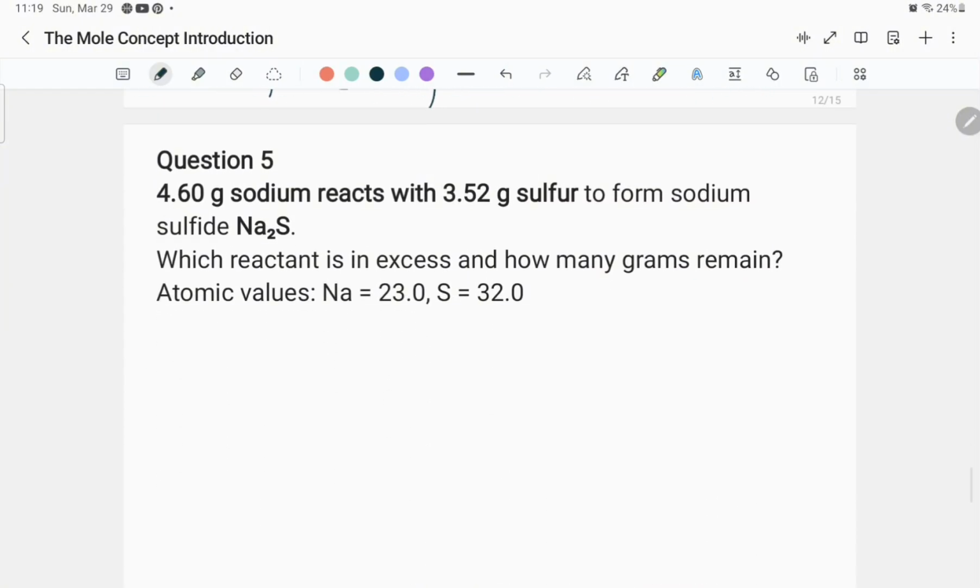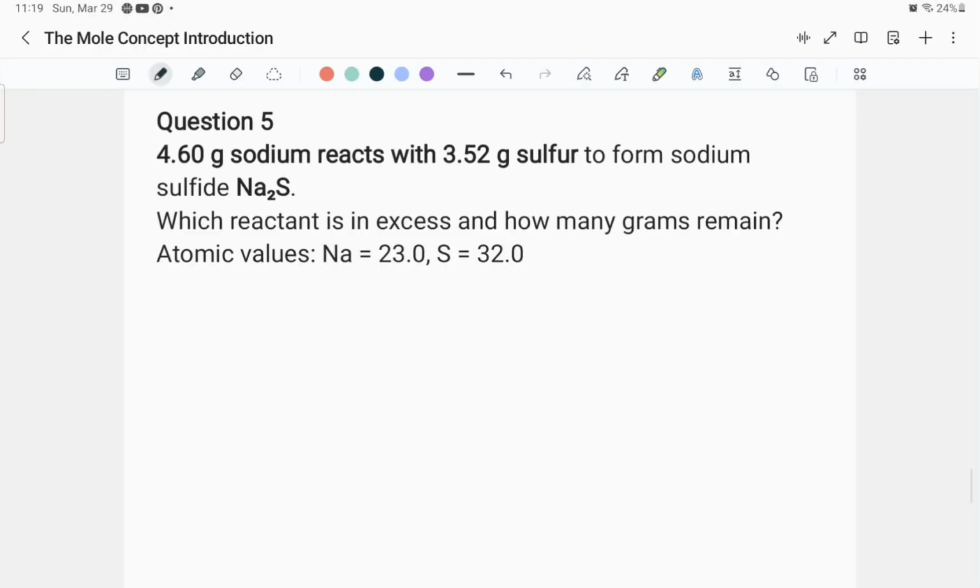And lastly, for question 5, 4.60 grams of sodium reacts with 3.52 grams of sulfur to form sodium sulfide, which is Na2S. Which reactant is in excess and how many grams remain? Right? So this question has 2 parts. One, I want to know which reactant is in excess, and two, how many grams remain.